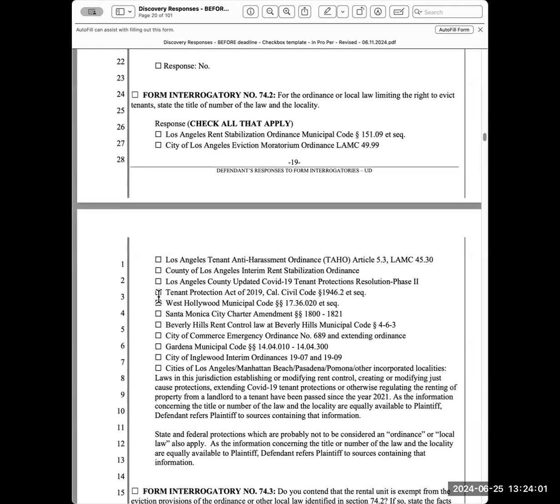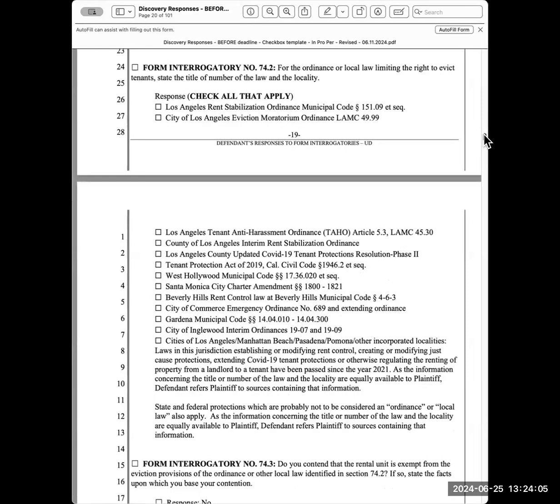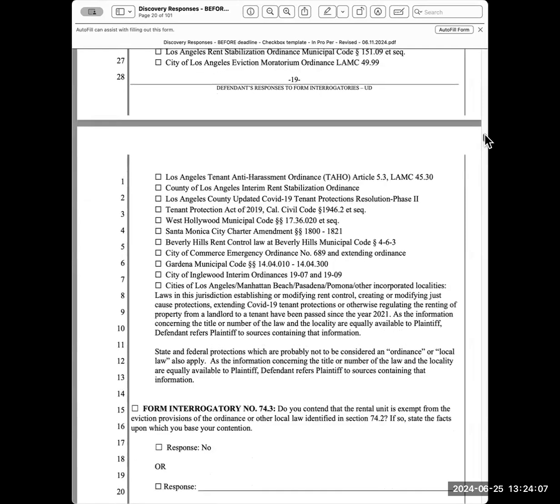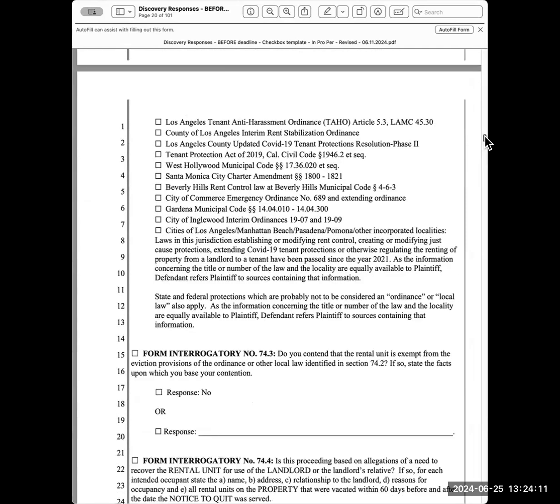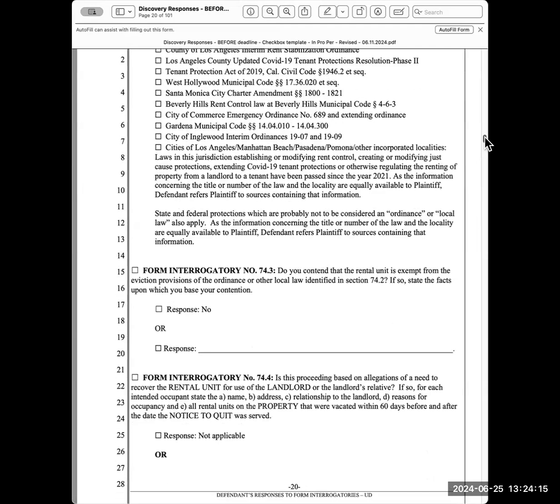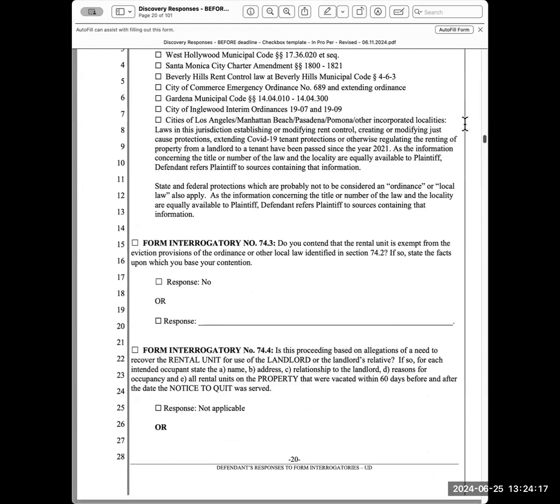These down below are specific to incorporated cities in LA County. And you should add any other local ordinance that might apply to you in your specific area, if it's not listed here. If it is listed, just check it.